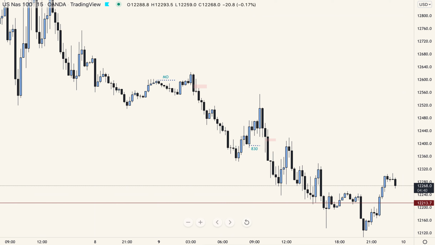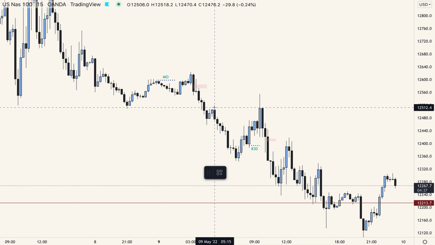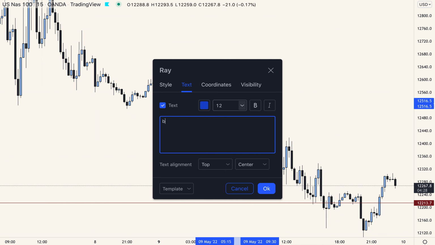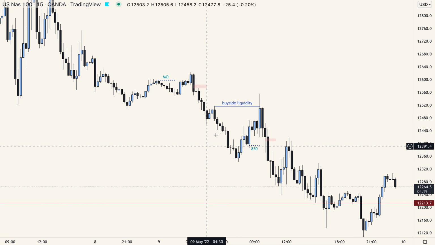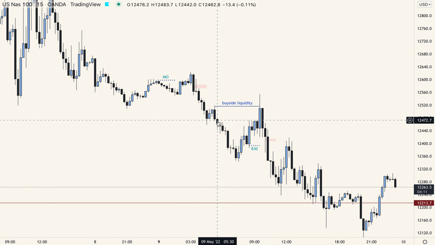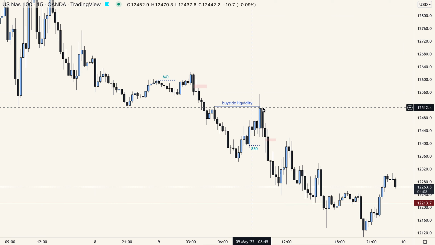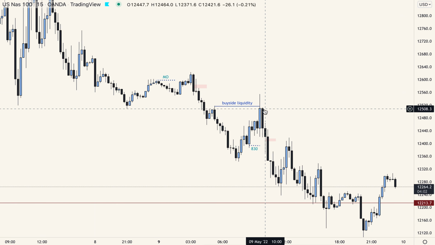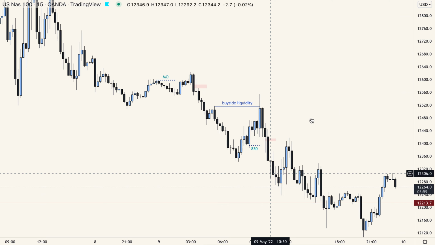So I will draw, let me put a line right here. This blue line represents buy side liquidity. This is just a swing high. A swing high is a candle with a lower high to the left of it and a lower high to the right of it. So it's a swing high. Price trades up, takes out that swing high, and then trades down. So at the 8:30 open, price trades up, takes out a swing high, and then trades down.